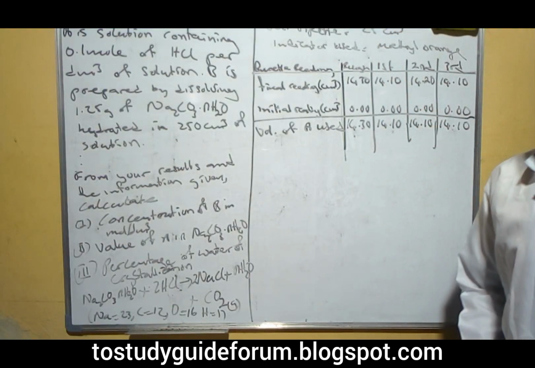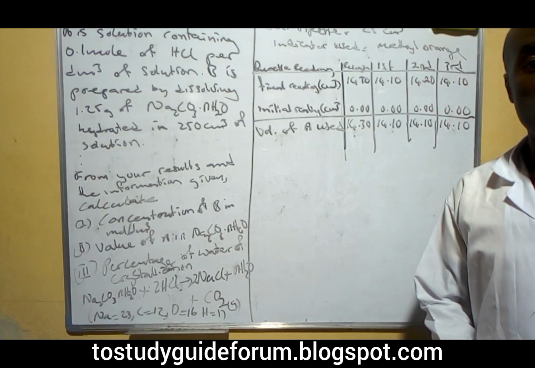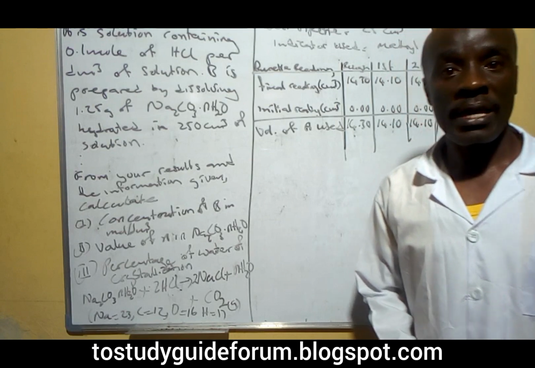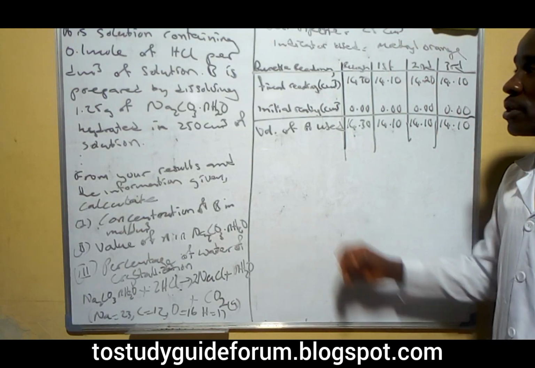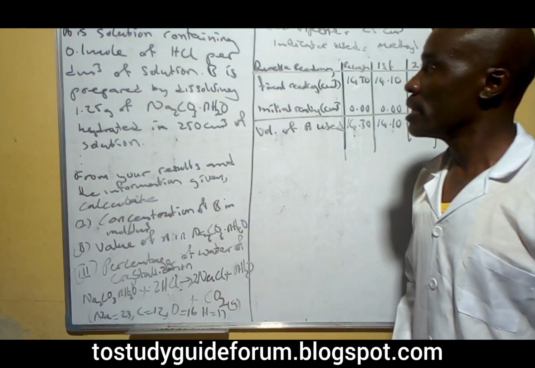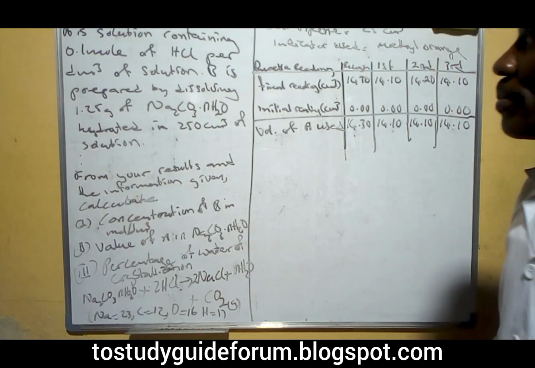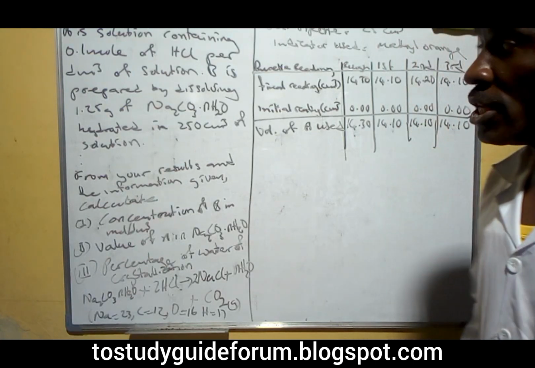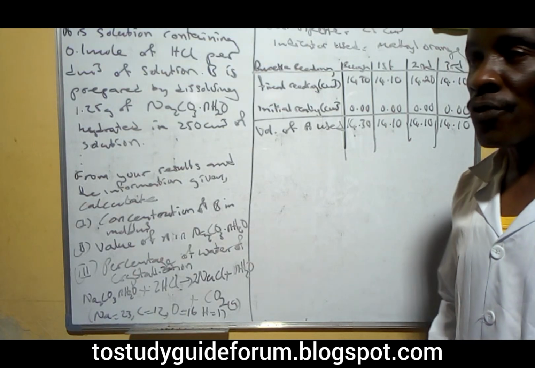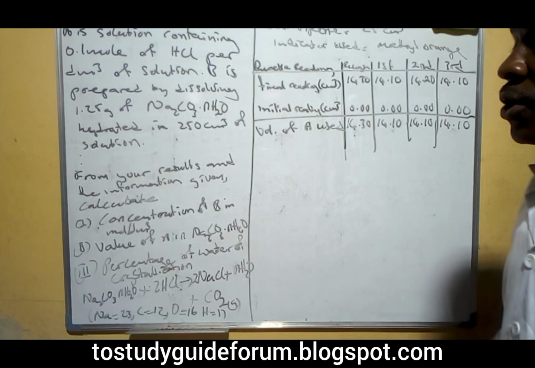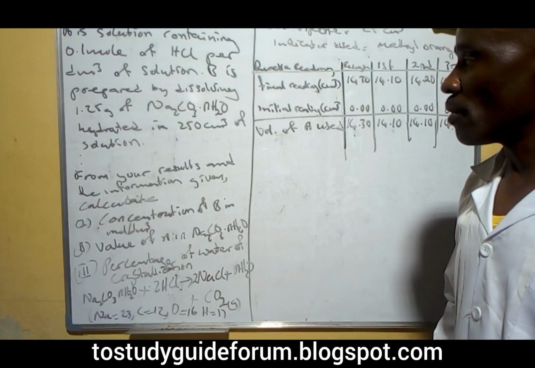Today we'll be looking at the possible question that we were likely to see in a 2023 WAEC exam, the chemistry practical, the volumetric analysis. We have a question here. The question says that A is a solution containing 0.1 mole of hydrochloric acid per dm³ of solution, and B is prepared by dissolving 1.25 grams of sodium trioxocarbonate hydrated in 250 cm³ of solution.